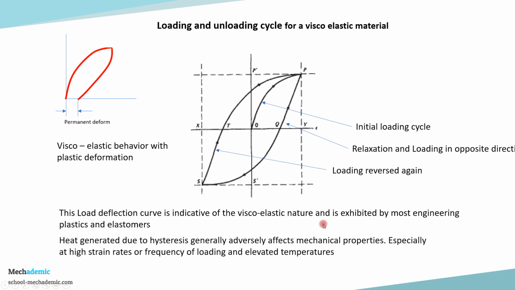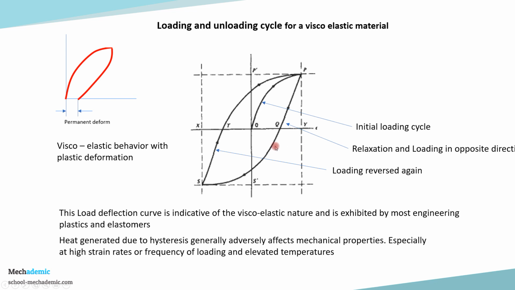Important to note that heat generated due to this hysteresis loop will adversely affect the mechanical properties of the plastics. So this hysteresis loop will create energy lost, and that energy lost will be converted to heat and hence increase the temperature of the plastic, which will in turn affect the mechanical properties of that plastic. Also, along with temperature, as the number of cycles increases with respect to time, that is for high strain rate or for high rate of loading or frequency of loading, the behavior of the plastics will also vary.